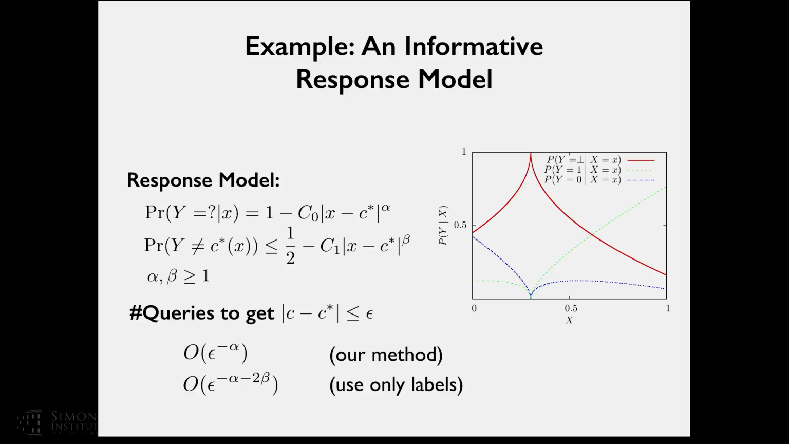And our result in its full generality talks about what happens when it uses both labels and abstentions and so on and so forth. In full generality, it's quite complex, but I want to just give you this example to illustrate what it is that it's doing.